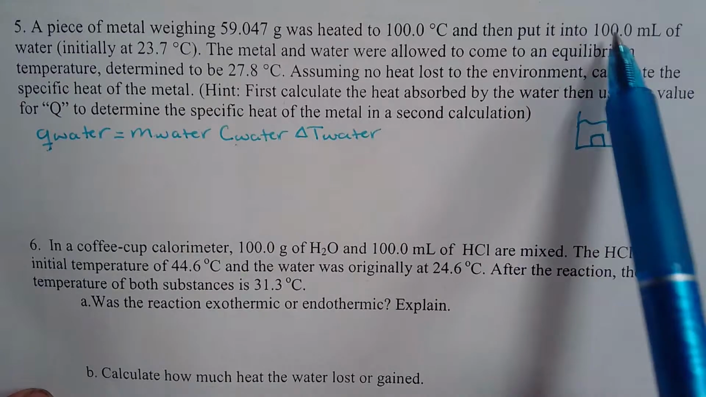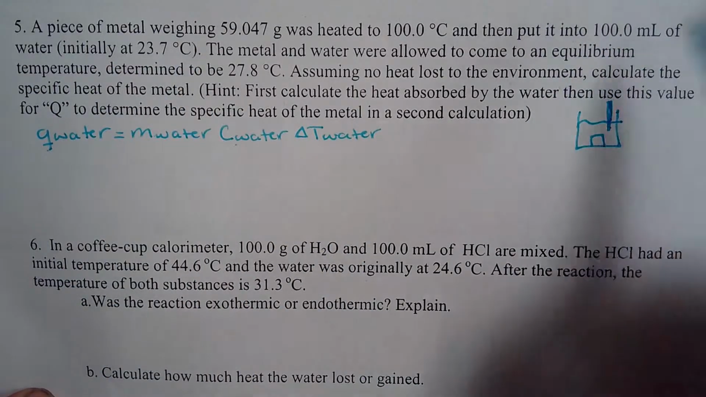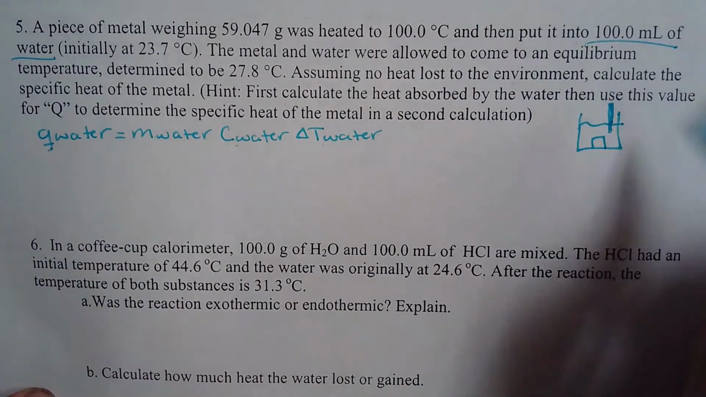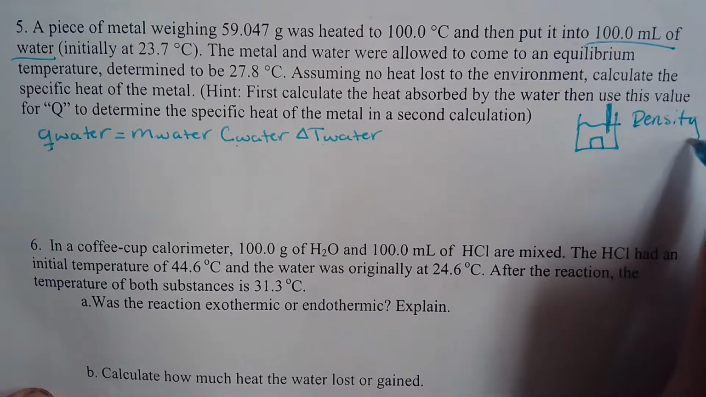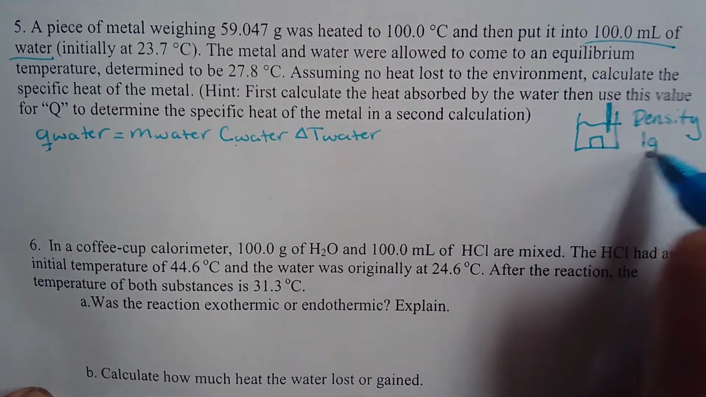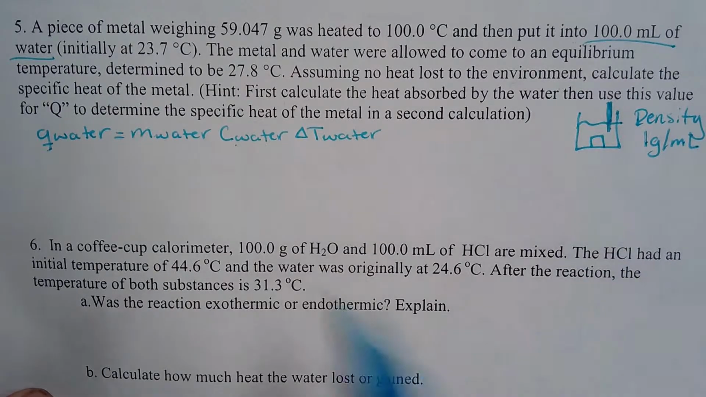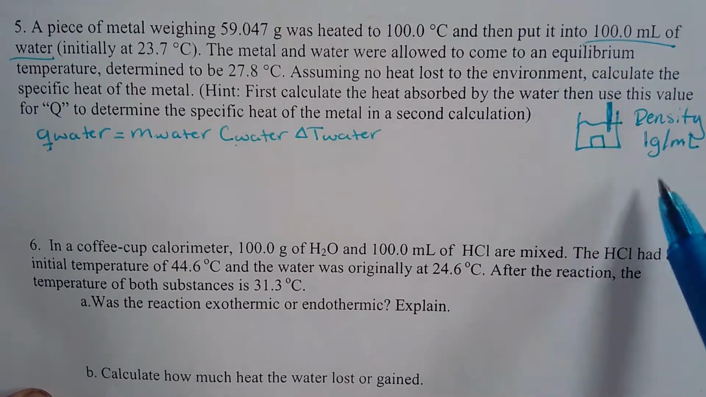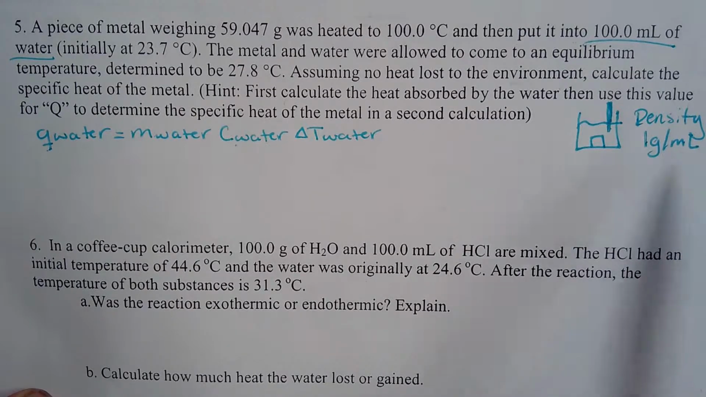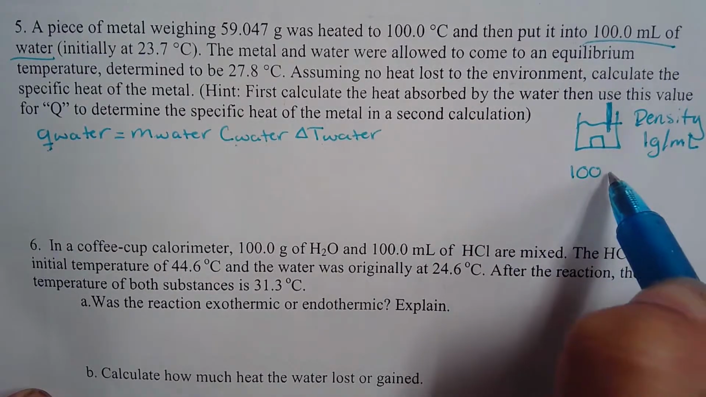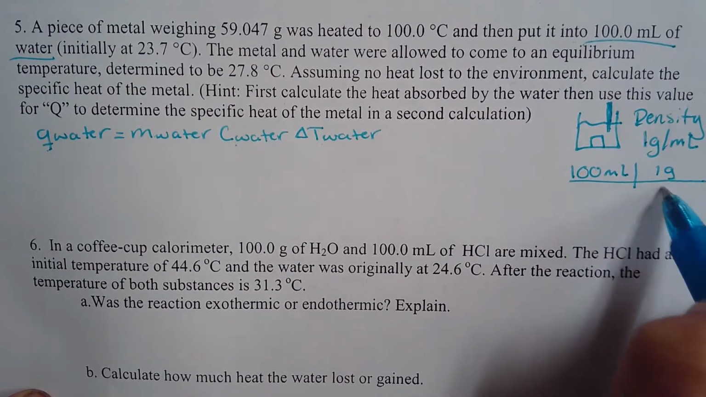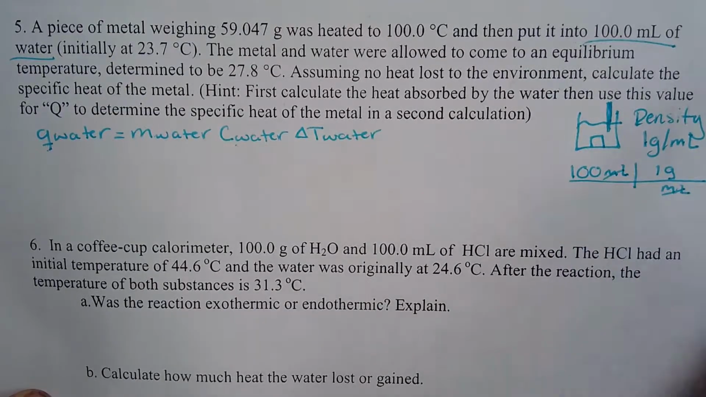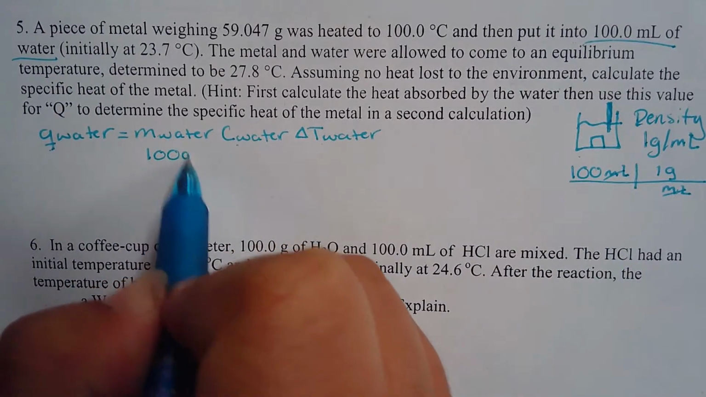Okay, so we see that the mass of the water we don't have, but we know that we have 100 milliliters of water. So we use the density, which is 1 gram per milliliter. Okay, so if we have 100 milliliters of water and your density is 1 gram per milliliter, we can use dimensional analysis. 100 ml, 1 gram per milliliter. Milliliters cancel out, and we have 100 times 1, which is 100 grams of water.